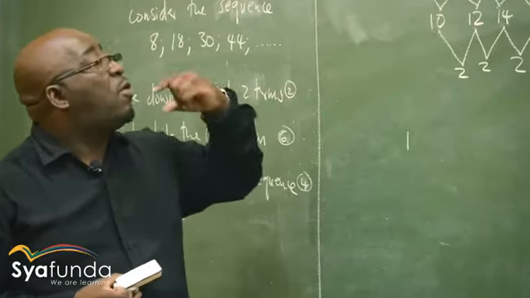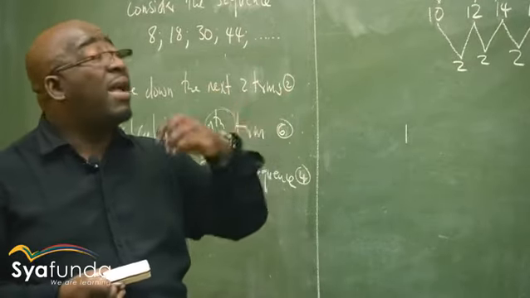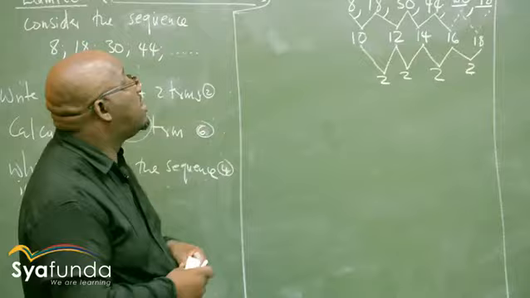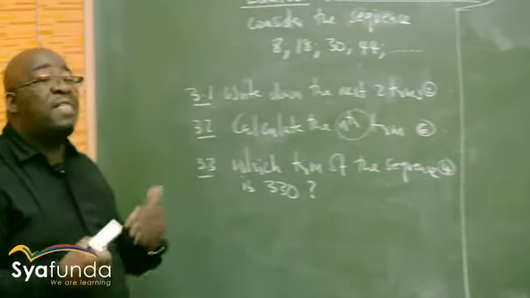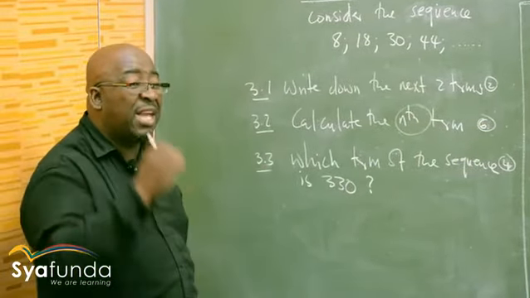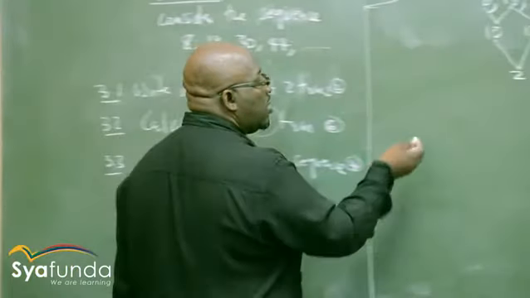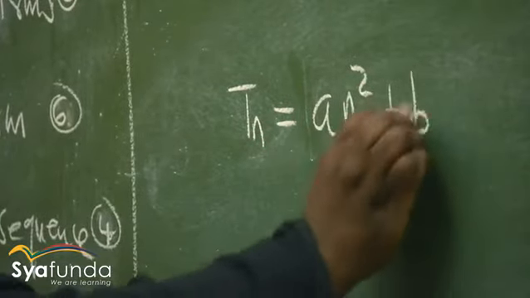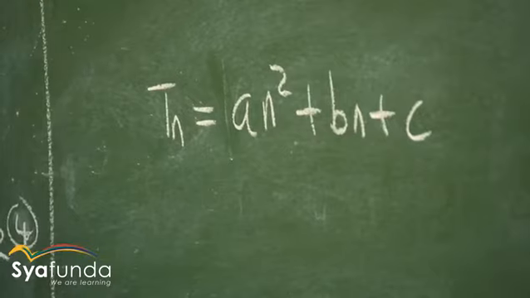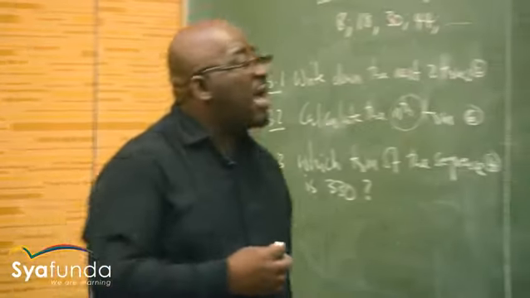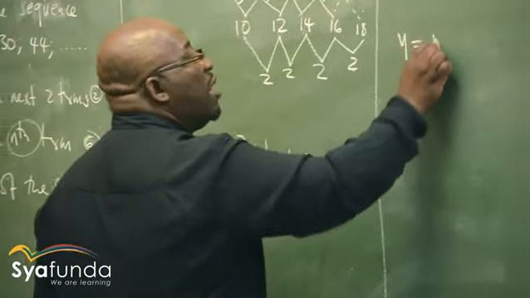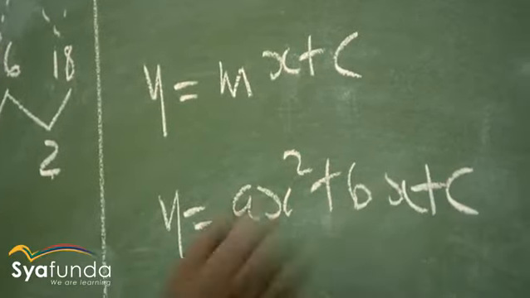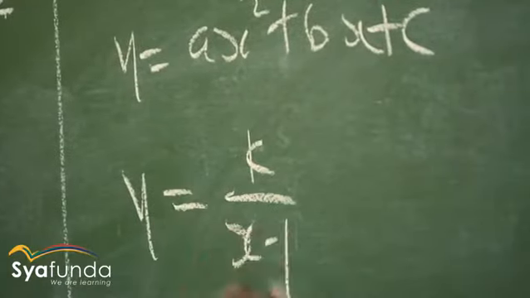That is what we call the quadratic sequence. Remember, a quadratic sequence has a second common difference. So we definitely know that this is a quadratic sequence. The question has told me to find the nth term. What is the nth term? It is the general term. It is Tn is equal to an squared plus bn plus c. We've got to find the general term. Remember this, guys: y is equal to mx plus c, y is equal to ax squared plus bx plus c, y is equal to k over x minus p plus q.